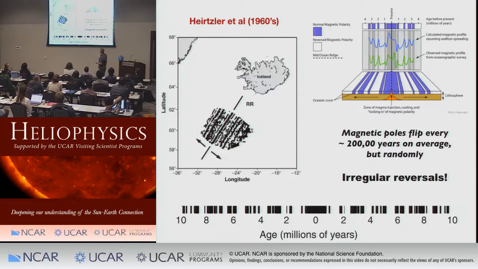But yeah, there shouldn't be. I mean, for symmetry reasons you'd expect there shouldn't be a preferred polarity. But I don't know if we have enough data to really establish that. Because if it reverses every 200,000 years, then in 10 million years, you don't have that many reversals for good statistics.